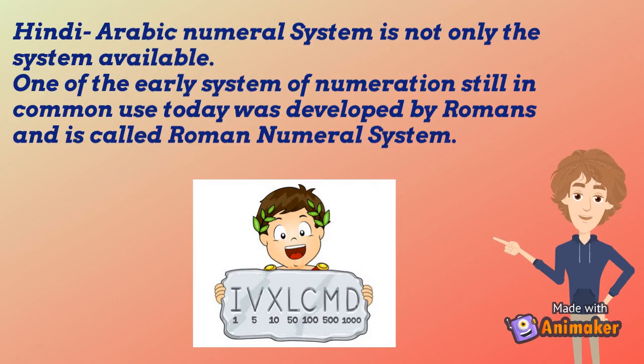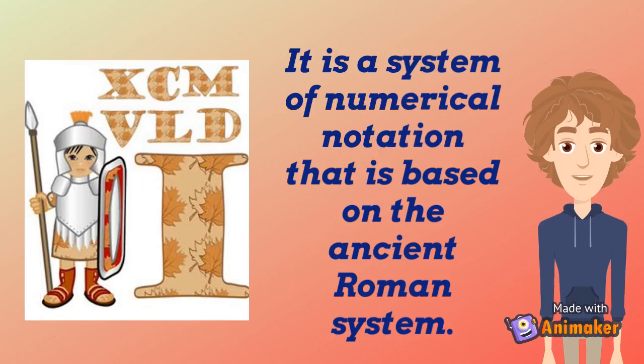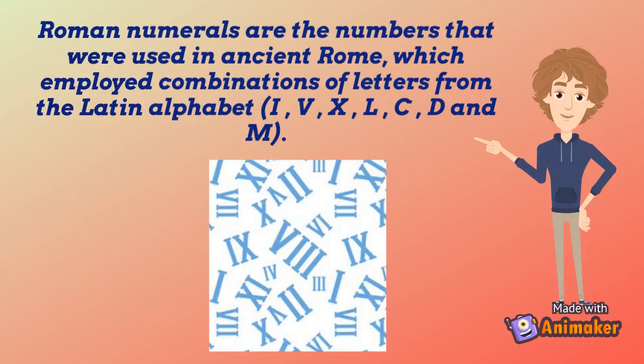The Hindu-Arabic numeral system is not the only system available. One of the early systems of numeration still in common use today was developed by the Romans and is called the Roman numeral system. It is a system of numerical notation that is based on the ancient Roman system. Roman numerals are the numbers that were used in ancient Rome, which employed combinations of letters from the Latin alphabet: I, V, X, L, C, D and M.